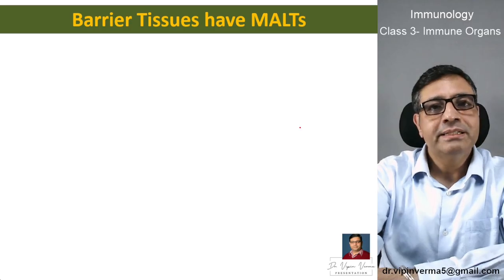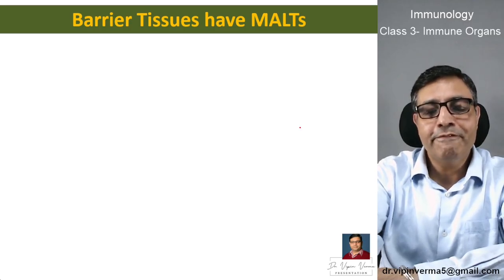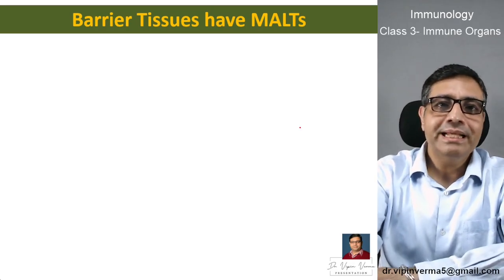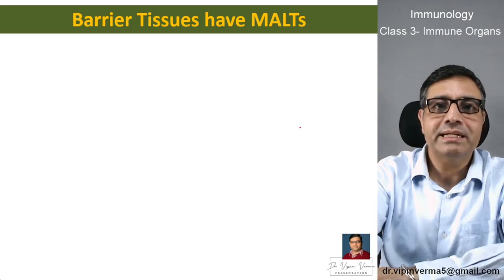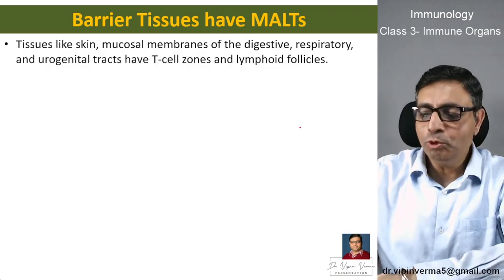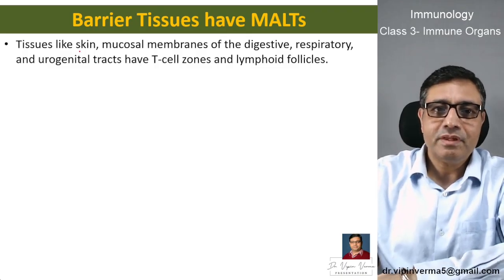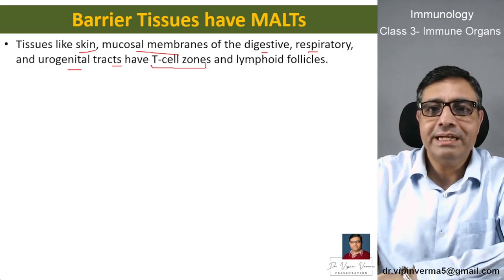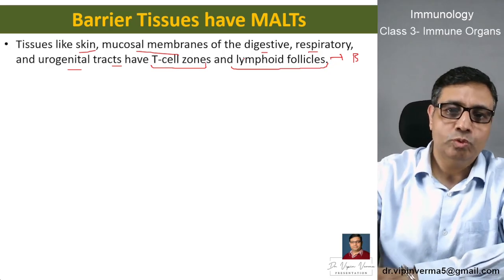Now, after the lymph nodes and spleen, we are moving our discussion towards the barrier tissues, and these barrier tissues have MALTs. MALTs are the mucosa associated lymphoid tissues. So tissues like skin, mucosal membranes of the digestive, respiratory, and urogenital tracts also have the T cell zones and lymphoid follicles. Lymphoid follicles are for the B cells, and we have the T cell zones.